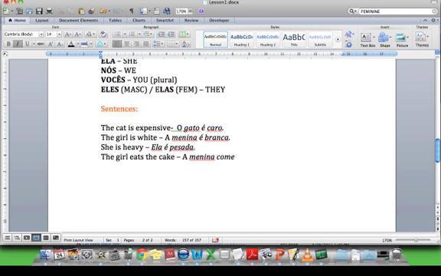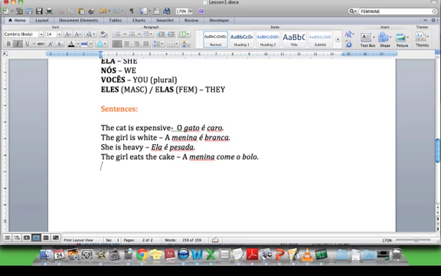A menina come. How do you say the cake? Think about that. Cake is masculine, so you would say bolo. The girl eats cake. A menina come bolo, but we want to say the cake. Since bolo is masculine, we need to use the masculine version of the article. So we're going to say a menina come o bolo.